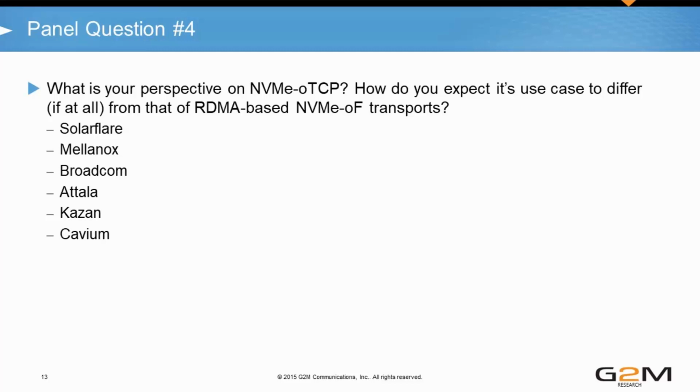So moving right along, we've recently heard, and I first heard of it at the Flash Memory Summit this summer, of NVMe over TCP. How do you expect TCP utilization and implementation to be different, both technically and in terms of customer deployments, from the RDMA or the Fibre Channel NVMe over fabric transports? And Amit, this is right in your wheelhouse, so why don't you start us off?